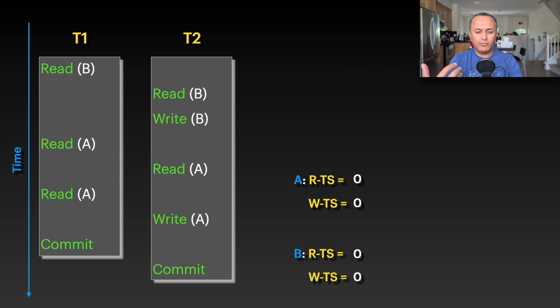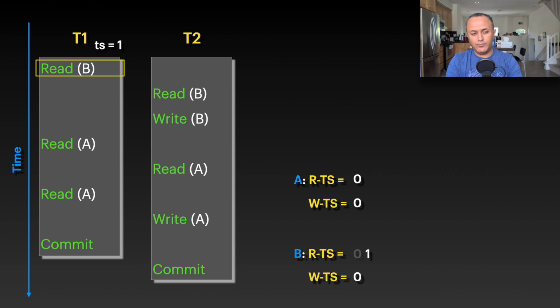So now we start. T1 is going to start. The first thing we do is we're going to assign it a timestamp. So let's say we give it a timestamp of 1, and we want to read B. So before we read B, we have to do the read check, comparing the timestamp of the transaction to the write timestamp of B. In this case, since the transaction has a higher timestamp, it can proceed. So we're going to read B, and then we're going to update the read timestamp to the timestamp of T1.